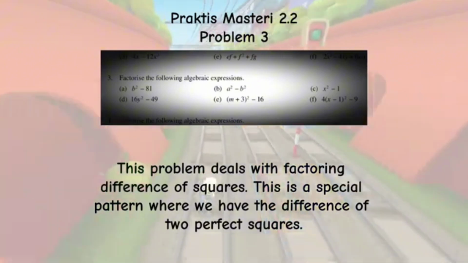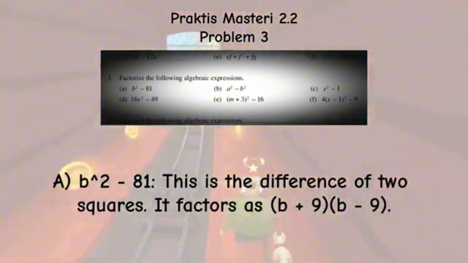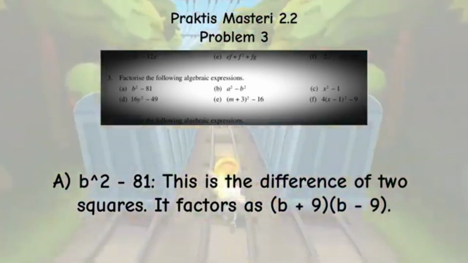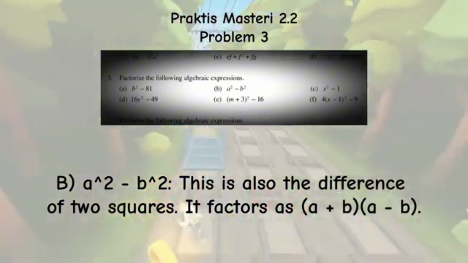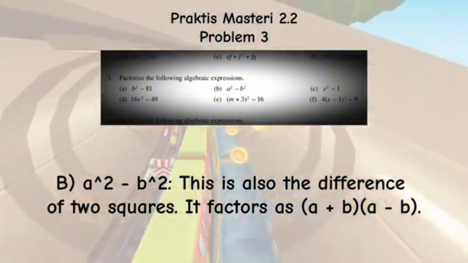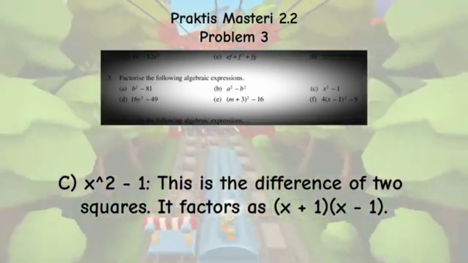Problem 3. This problem deals with factoring difference of squares. This is a special pattern where we have the difference of two perfect squares. A. b² − 81, this is the difference of two squares. It factors as (b + 9)(b − 9). B. a² − b². This is also the difference of two squares. It factors as (a + b)(a − b).